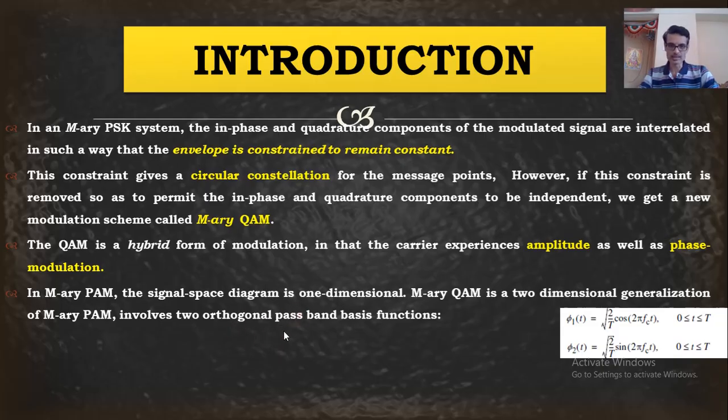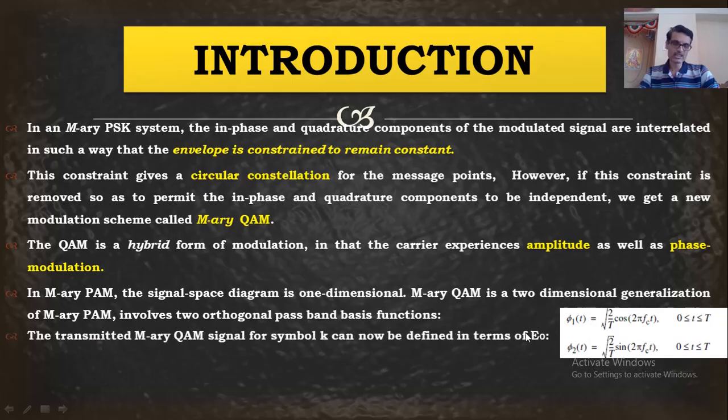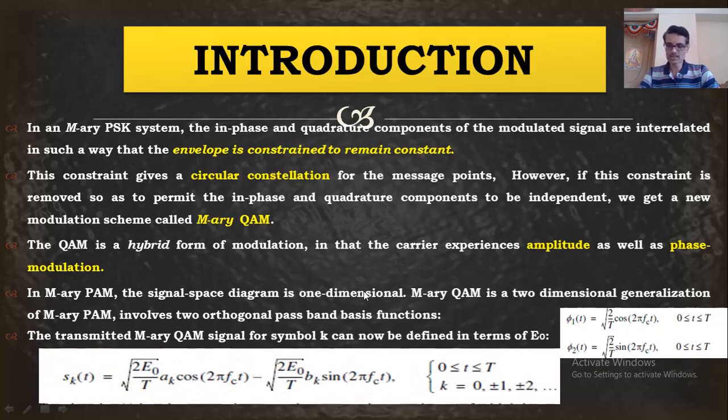So in that case we get the two basis functions again. The two basis functions are phi1 of t and phi2 of t. One is cos, the other one is sine, right? Which are orthogonal or mutually perpendicular to each other. And the transmitted signal, let us say the kth transmitted signal for this QAM, where I'm going to change both the amplitude as well as phase, is given by this equation.